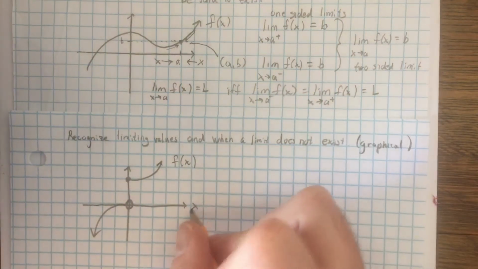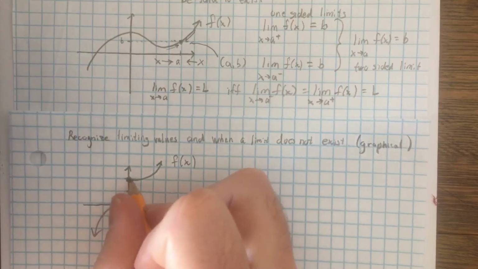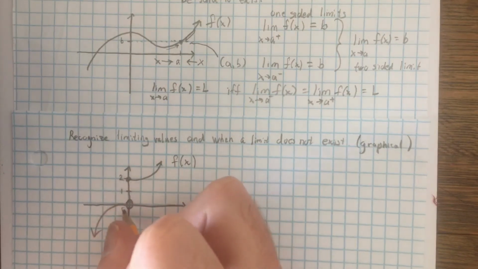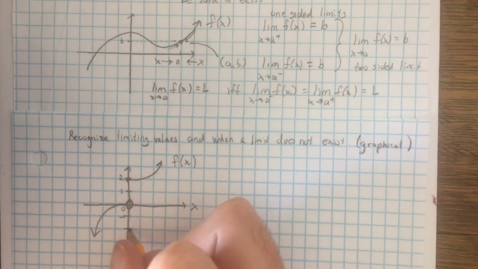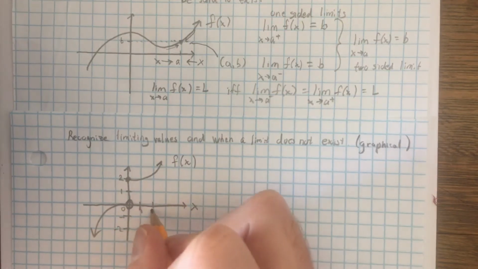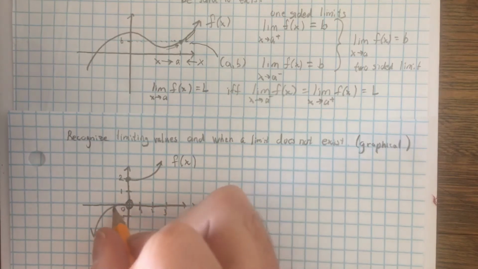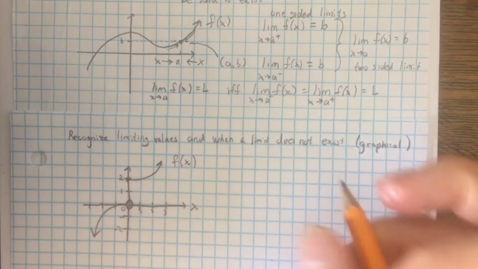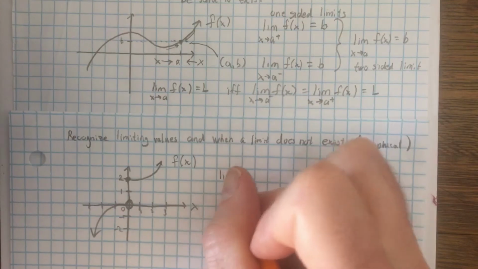There's f of x, there's x. Scale is 1. So that's height of 2, that's height of 1, that's height of 0, height of -1, height of -2, and so forth. And we'll scale by 1s on the x-axis as well. 1, 2, 3. This will be good enough. All right. So let's look at the limit.